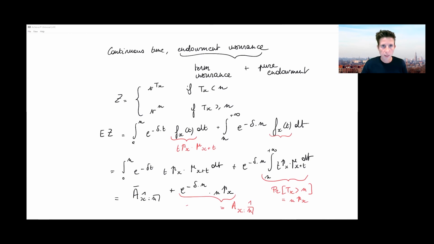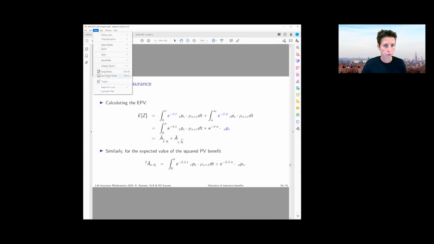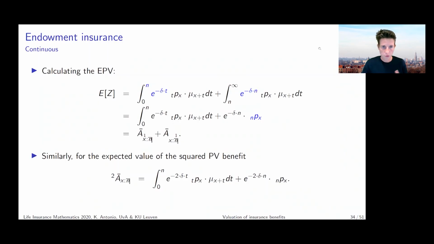If this works well, then we're going to return to the sheets, and we're going to continue with our valuation formulas over here. So this is what we did, this is what I did on the iPad together with you. This is my expression for the expected present value of the endowment insurance in continuous time. If I would do this for the second moment, I'll get something similar, but instead of using the delta, I'm then going to use 2 times delta.